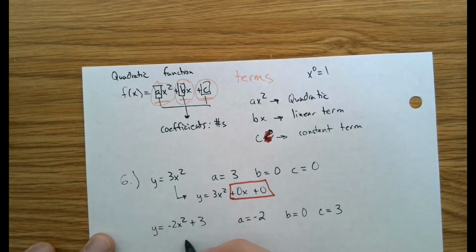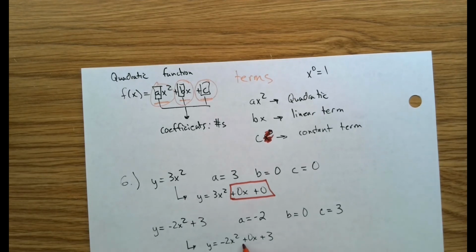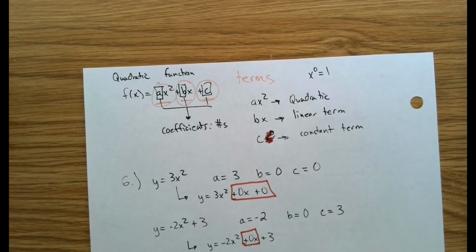As before, we could write this as y equals negative 2x squared plus 0x plus 3. That's a valid way to write it. We don't ever do that. Mathematicians don't tend to do that because, again, it doesn't add any information.